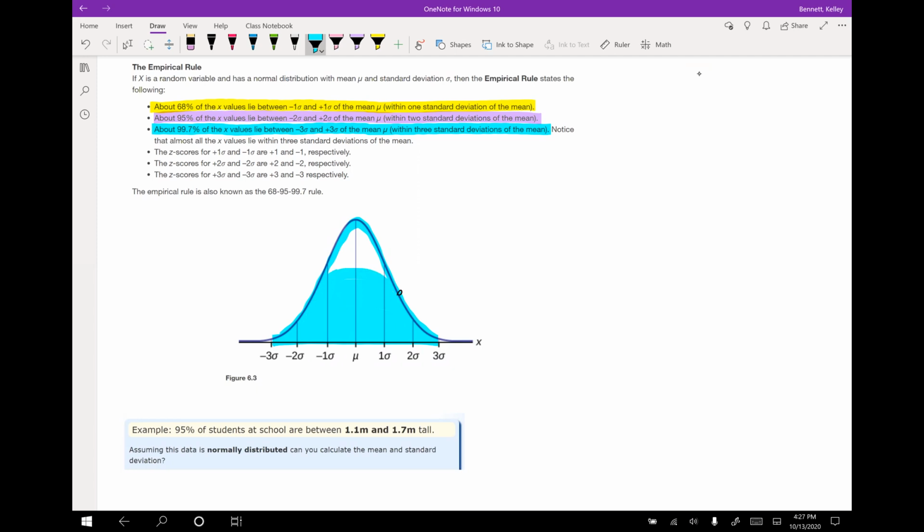And by most, I mean 99.7%. So we have 99.7% of values in this blue area. And because we're symmetric about the mean, we have 49.85% on the left and 49.85% on the right, right? So we can always split things down the center.